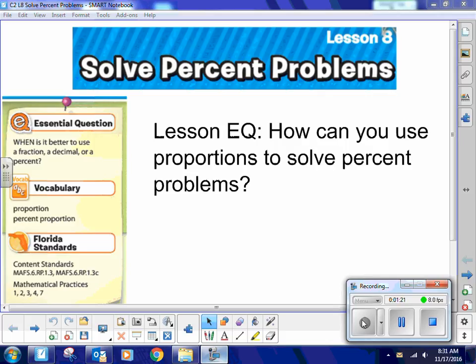And okay, so the lesson essential question is, how can you use proportions to solve percent problems? I'll show you that as we go along, and I will answer that in this video. Okay? I've got to hope I remind myself.